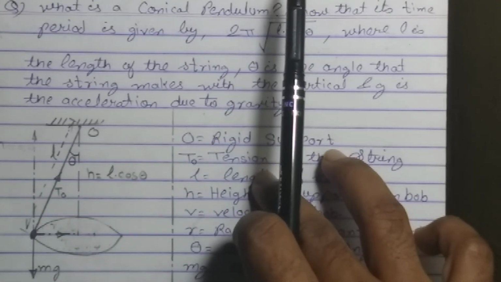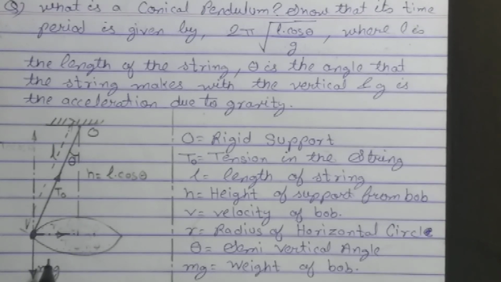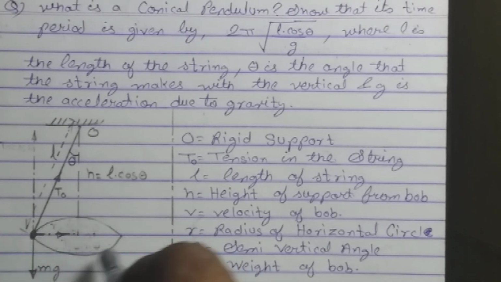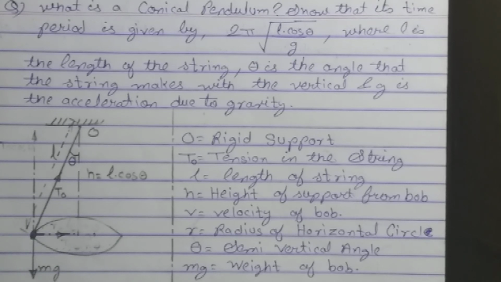Let the bob be displaced from its mean position. Initially the bob will be over here. It is displaced from its mean position and whirls around a horizontal circle. It will move like this. And we observe that when it moves, it forms a cone. When the bob is moving along a horizontal circle, let the angular velocity of that bob be omega.